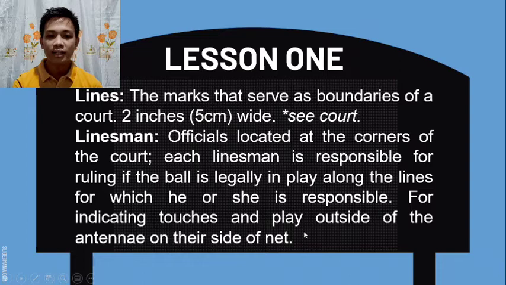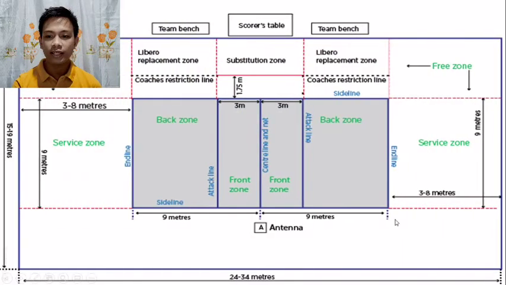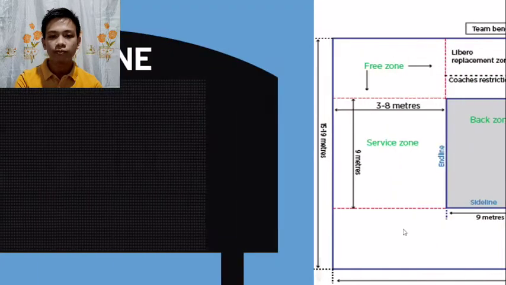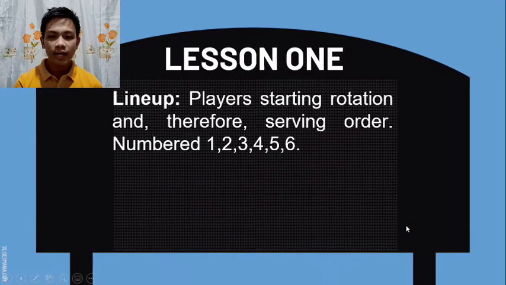Next, linesman, officials located at the corners of the court. Ito naman. Dito sila pwesto. Yan. We have 4 and they have a red flag each to indicate whether the ball is in or out. So yeah. Pero may mga specific or other roles pa si linesman. Hindi lang yan.